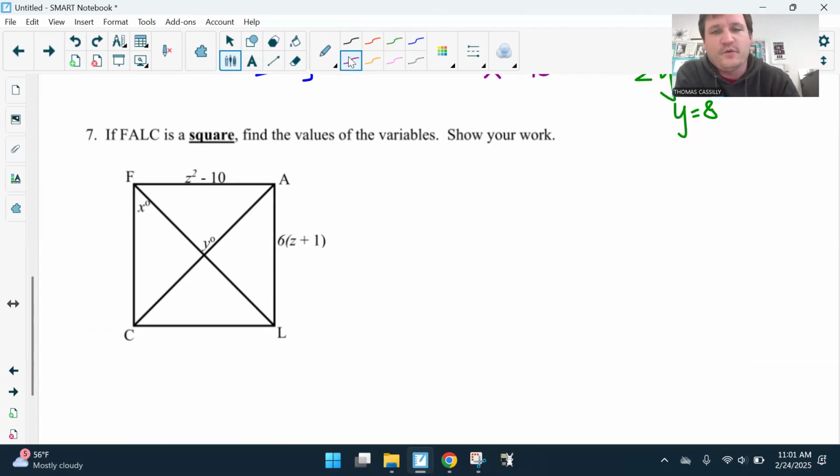Now, the nice thing about a square is everything was equal. So all 4 sides are equal. All 4 of those parts on the inside are going to be equal. What else can we say? All 4 corners are going to be equal. So let's start with the easiest one, y. Y equals 90.